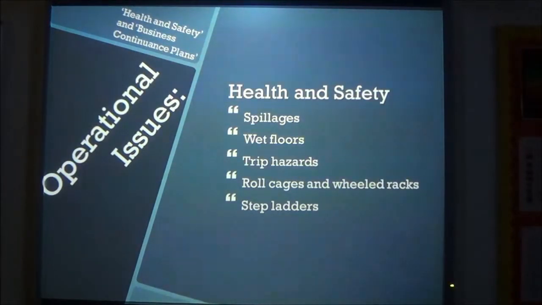Health and safety is a big issue within any business or organisation. The safety of the employees and customers is a big issue and must not be taken lightly. Within Tesla, some examples of health and safety would be spillages, wet floors, trip hazards, rolling cages and wheeled racks within the aisles, and step ladders.